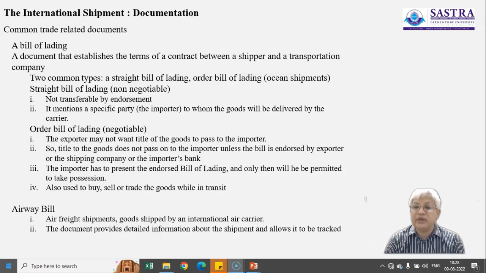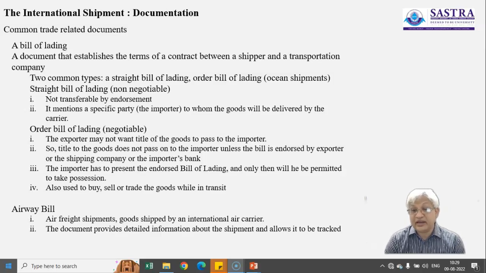Without the original bill of lading, the buyer cannot release the goods from his port. So, the importer has to present the endorsed bill of lading, and only then will he be permitted to take possession of the goods. It is also used to buy, sell or trade the goods while in transit. That means it can be given to somebody else.